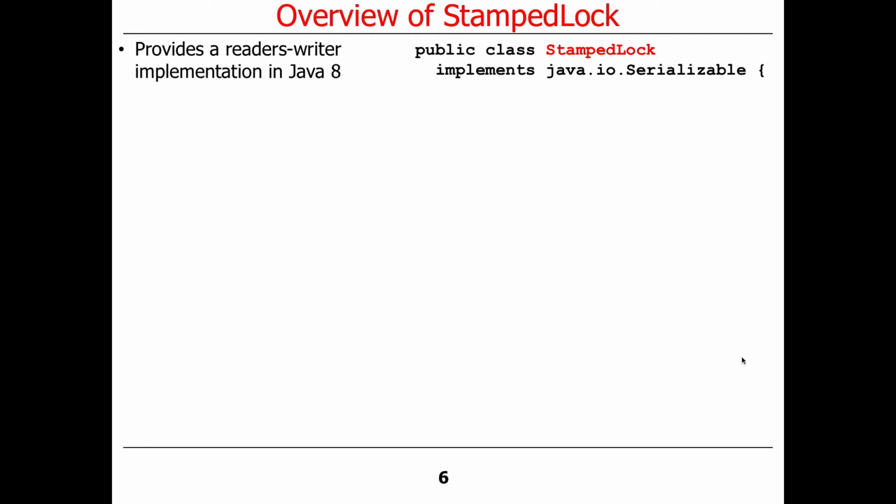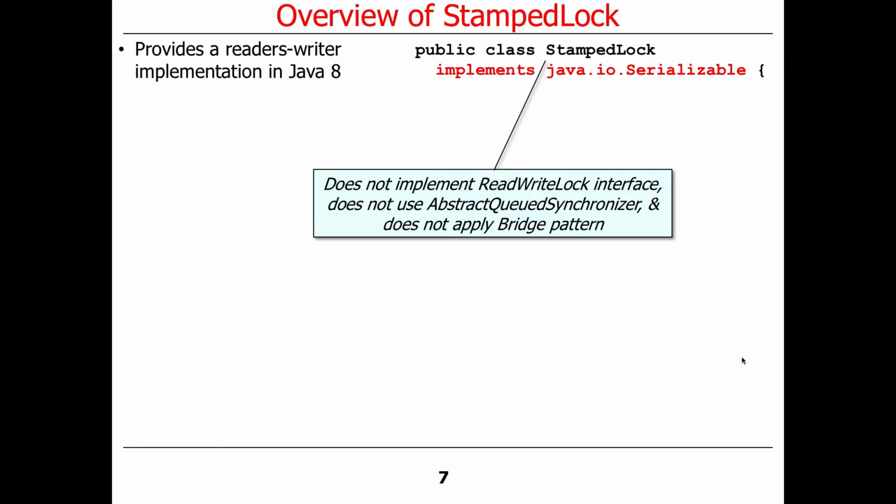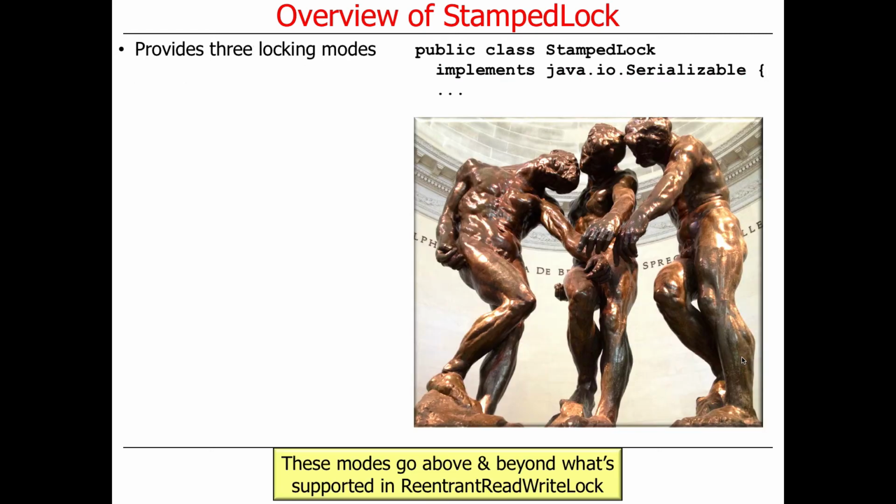Basically, we have a StampedLock class, and this doesn't implement the ReadWriteLock interface that was defined in Java 5. It also doesn't use the AbstractQueuedSynchronizer, which is used by lots of the other synchronizers in Java, like ReentrantLock, Condition, Semaphore, and ReentrantReadWriteLock. And it does not apply the bridge pattern. So it's really stripped down in terms of implementation leanness, and so it's much more efficient.